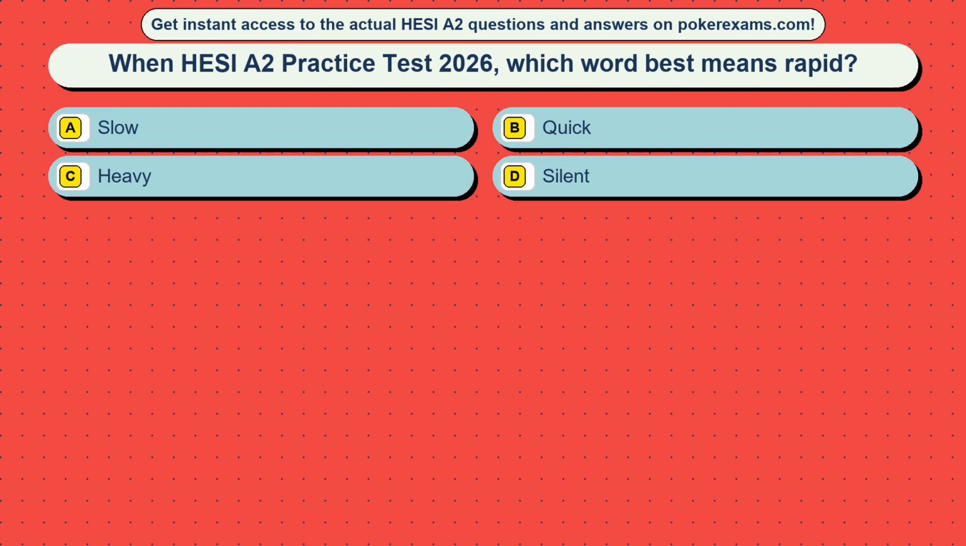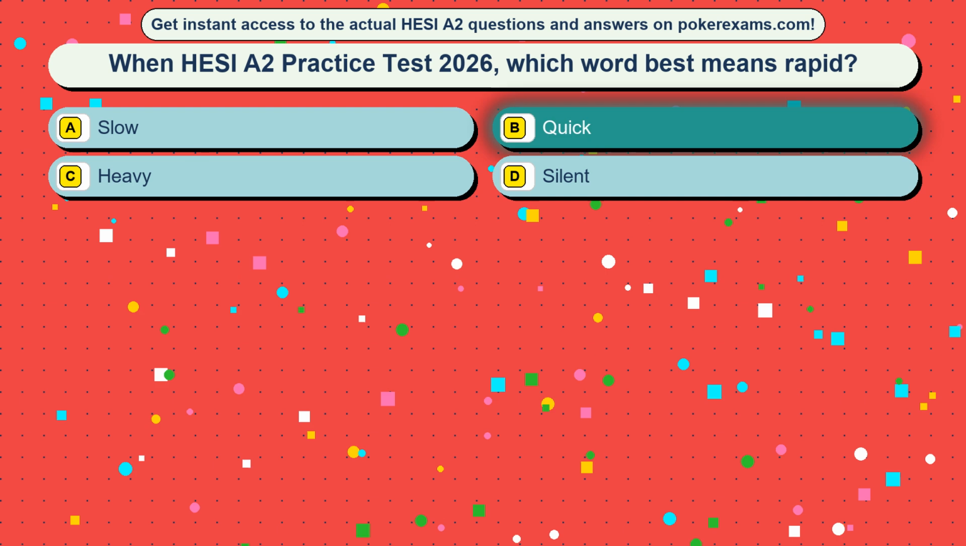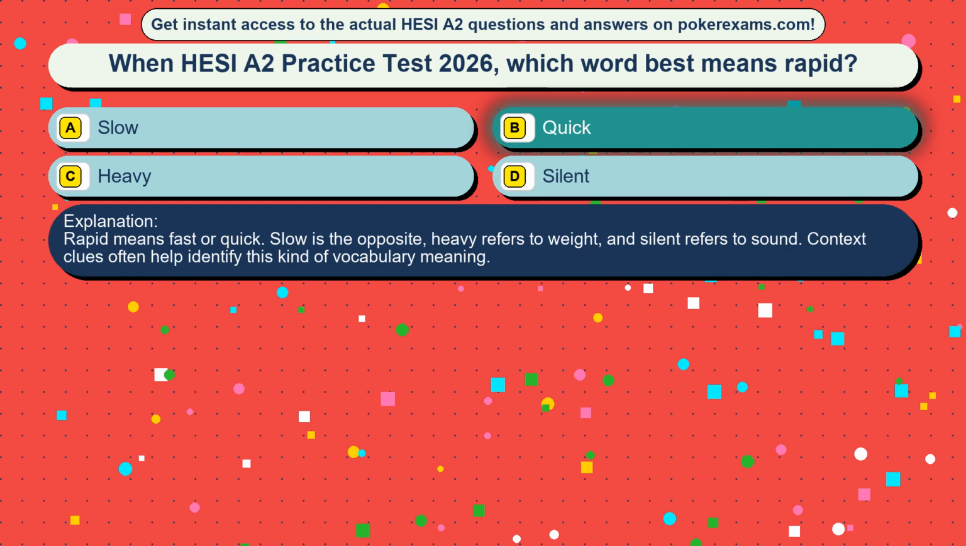Question 9. When HESI A2 Practice Test 2026, which word best means rapid? Option A, slow. Option B, quick. Option C, heavy. Option D, silent. The correct answer is Option B, quick. Rapid means fast or quick. Slow is the opposite, heavy refers to weight, and silent refers to sound. Context clues often help identify this kind of vocabulary meaning.